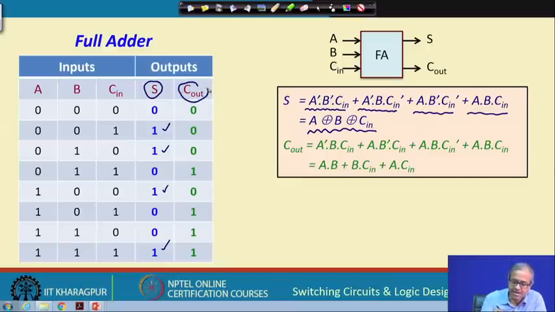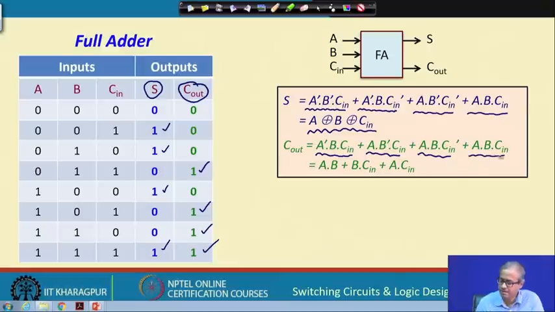Similarly, when you look at the carry out, here again there are 4 true minterms corresponding to 011, which is A bar B C in, 101, 110 and lastly 111. So, if you minimize this using Karnaugh map or any other method, you will see that the minimum form is AB plus B C in plus A C in.